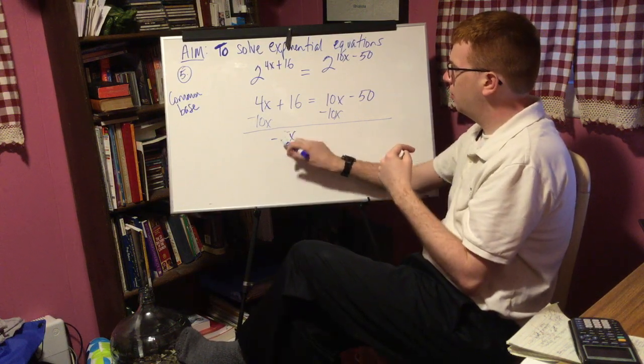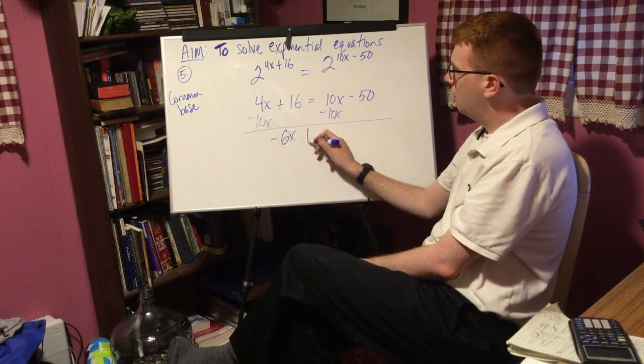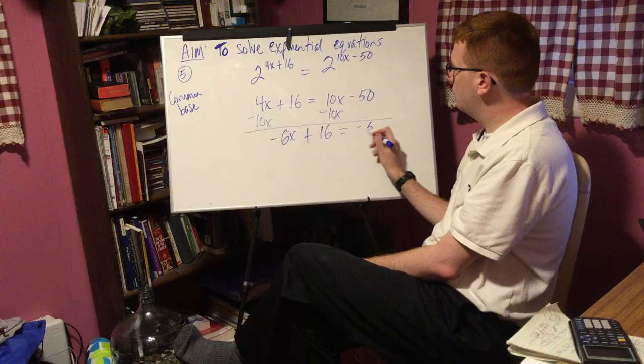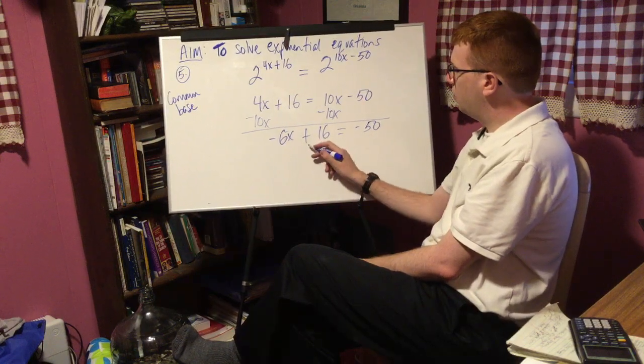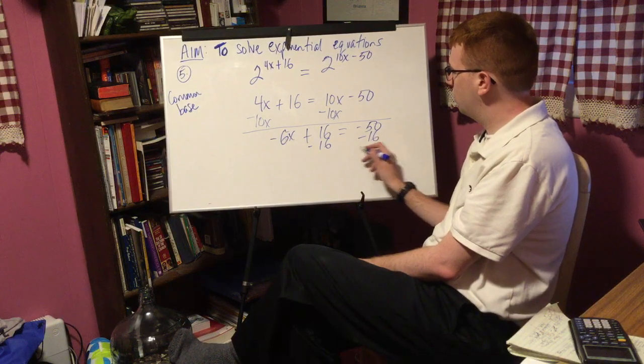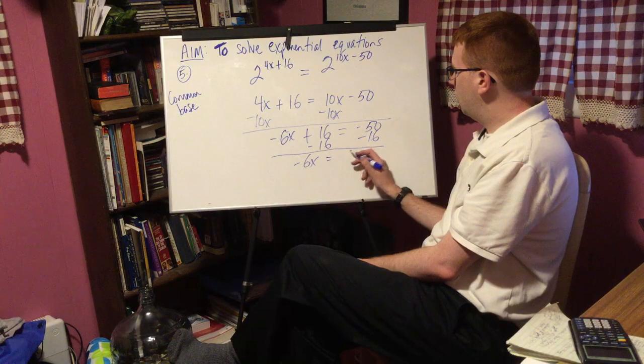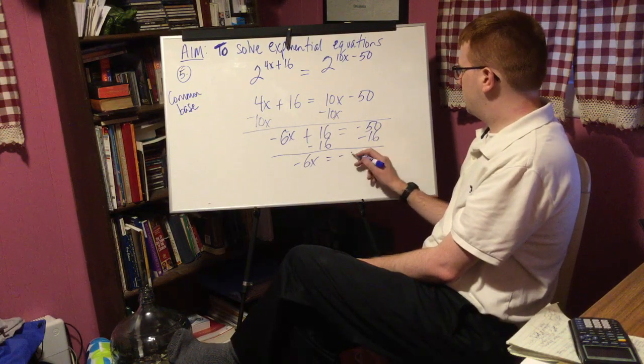I'm sorry, my apologies, negative 6x. 4 minus 10, negative 6x, plus 16 equals negative 50. And then we're going to move the constants to the right side by subtracting 16 from both sides. Negative 6x is equal to negative 66.